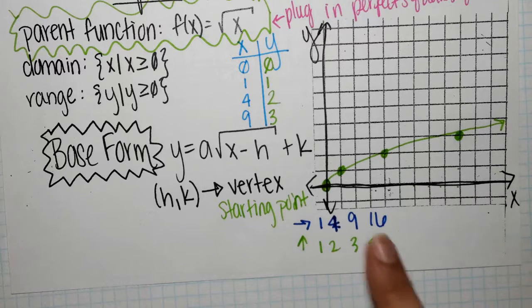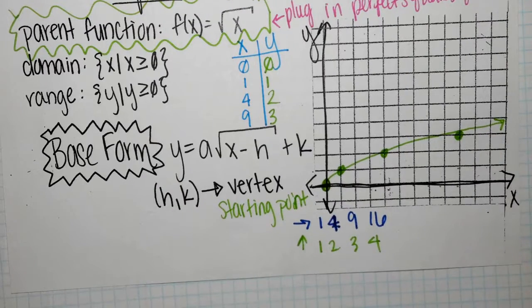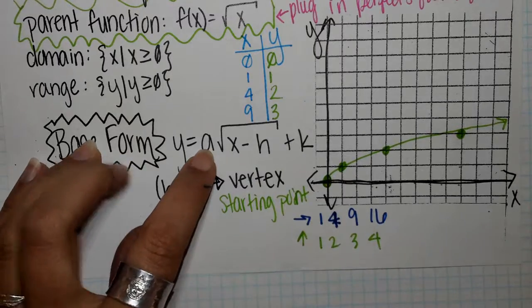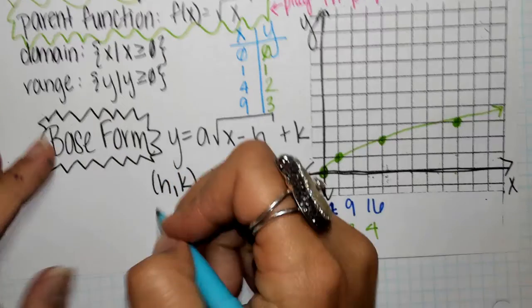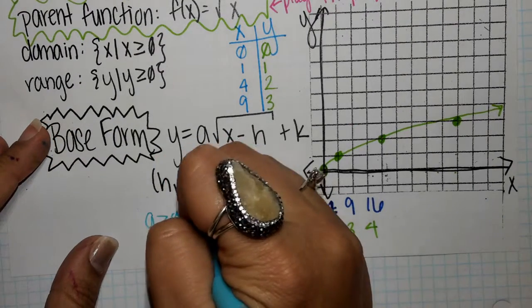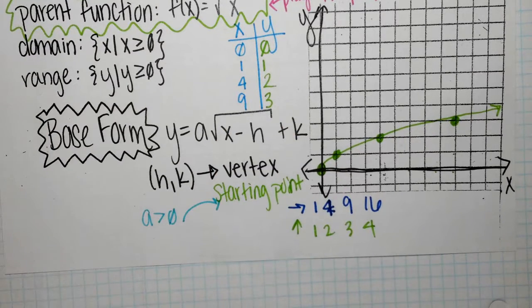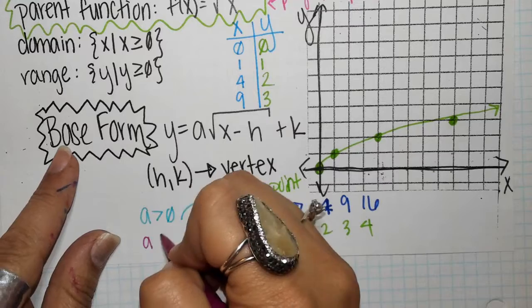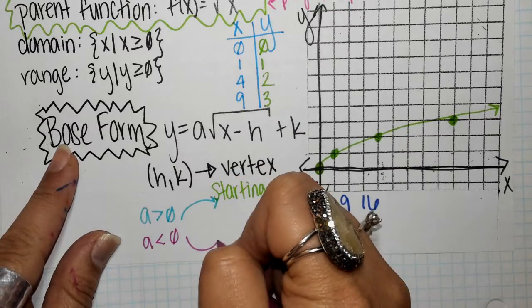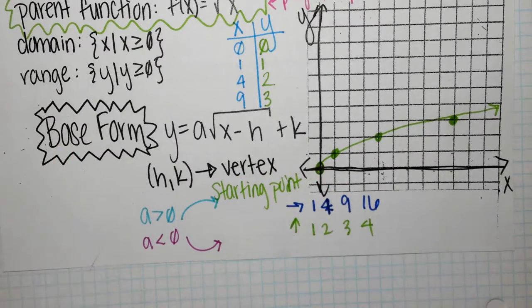Now, this looks like half of a parabola turned on its side, right? That's exactly what it is. And the rules of a still apply. So if a is greater than 0, it's going to look like this. And if a is less than 0, it's going to go upside down. Magic.